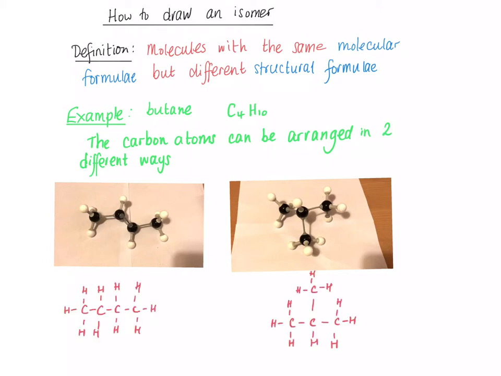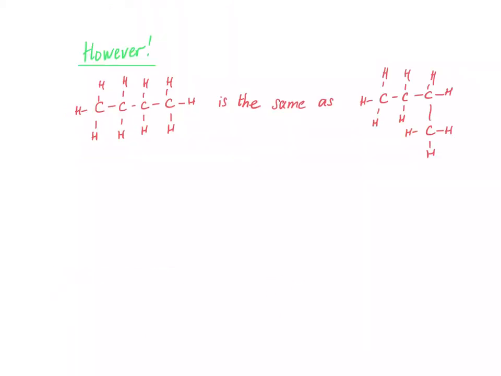And then if we draw these out on paper using carbons and hydrogens, this molecule here looks like this. And this molecule here, underneath that carbon, there's a hydrogen that you can't see, looks like this. And these two molecules are isomers of each other because they've got the same molecular formula, C4H10, but they've got different structural formula, i.e. the carbon atoms are arranged differently in this molecule compared to that molecule.